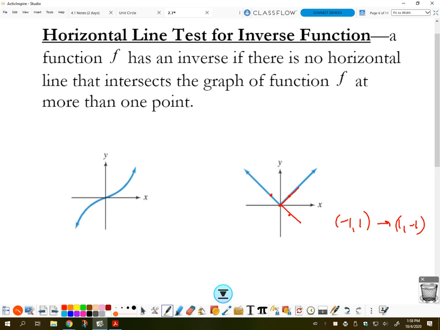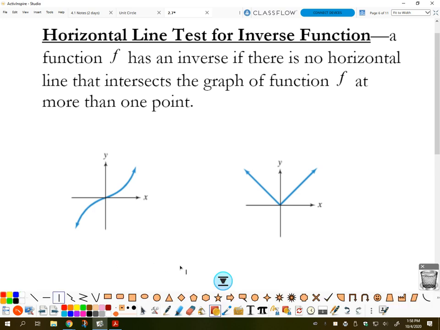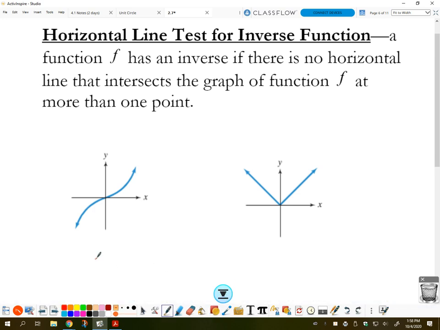But instead of having to do that every time, we can do a horizontal line test. If I take a horizontal line and put it across a function and move up and down, this is going to pass a horizontal line test. That means that this guy's inverse is a function.